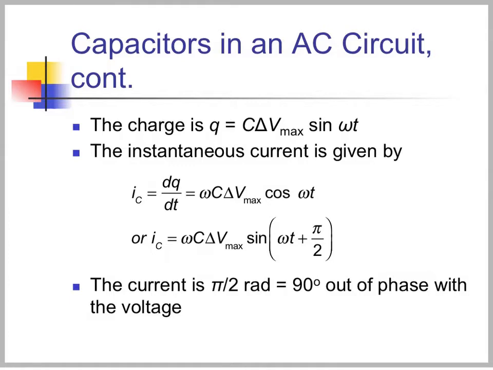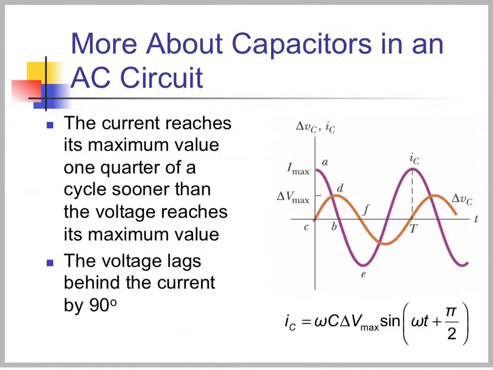And the current in the capacitor is dQ/dt, which is going to be omega C delta V max cosine omega t. Or getting this back in terms of a sine function, the current in the capacitor is omega C V max sine omega t plus pi over 2. So the current is pi over 2 radians, or 90 degrees, out of phase with the voltage again. In this case, the current reaches its maximum value 90 degrees, or a quarter cycle, sooner than the voltage reaches the maximum value. So the voltage across the capacitor lags behind the current by 90 degrees.